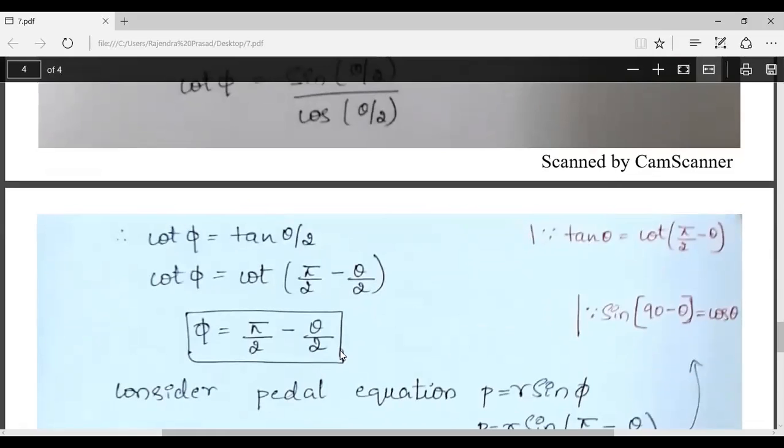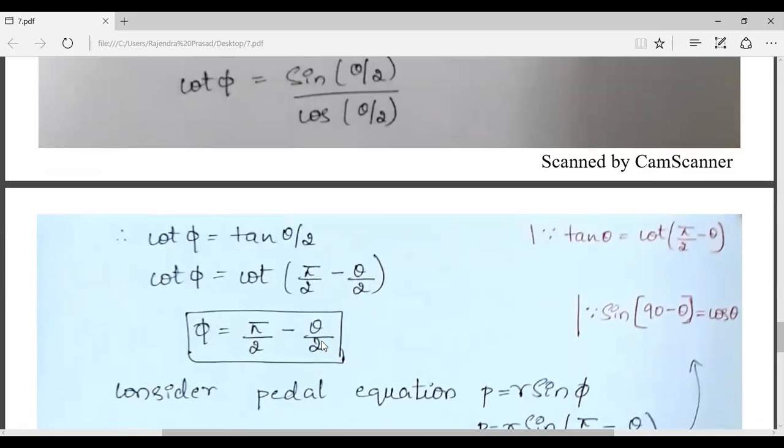So this is the angle between the radius vector and the tangent: phi is equal to pi by 2 minus theta by 2. Angle between radius vector and tangent, right? This is the first part.